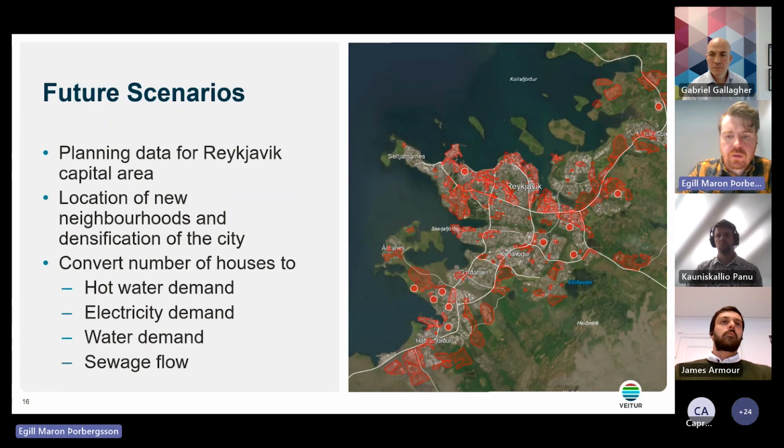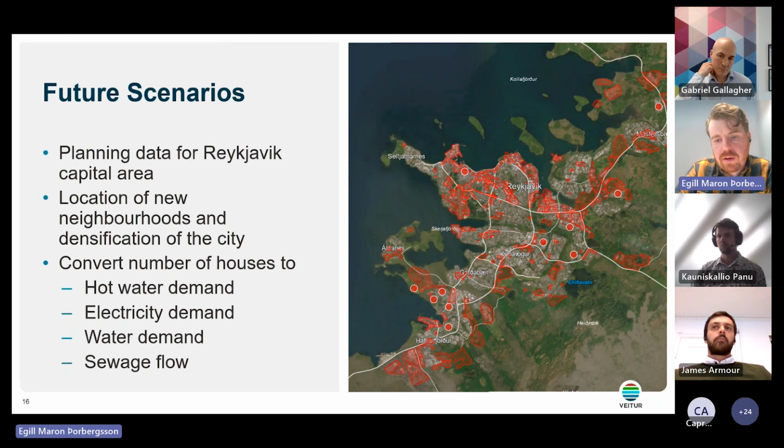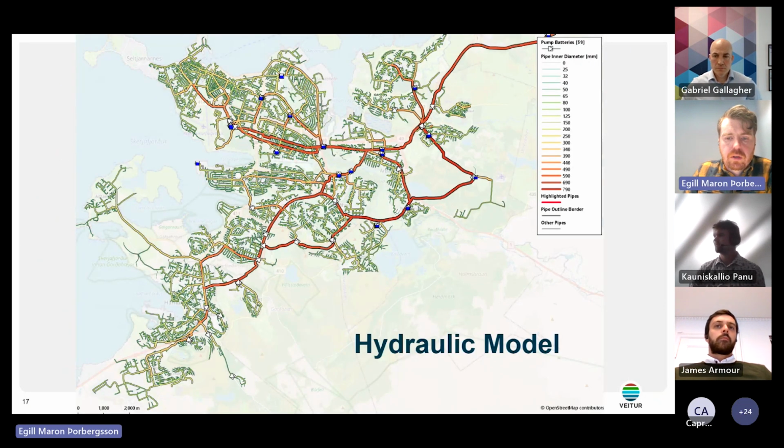So here we have gone and talked to all of the municipalities and mapped out where they are planning to build in the future. These are all the red zones that they have said they are planning to build and develop in the future. And of course, they also have increasing development just in the downtown area here in Reykjavik. So we have a hydraulic model of our whole system that you can see here.